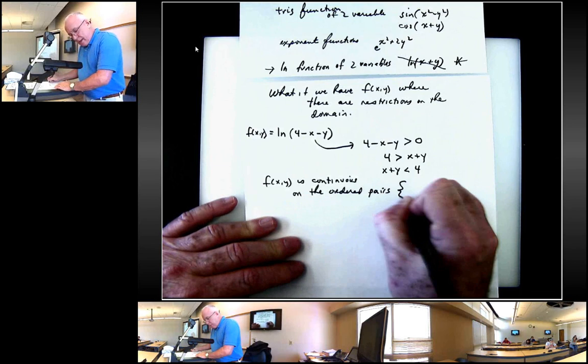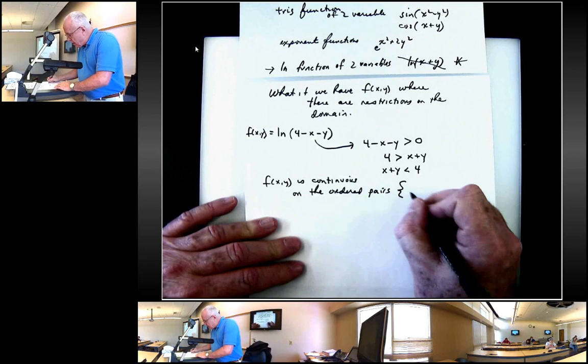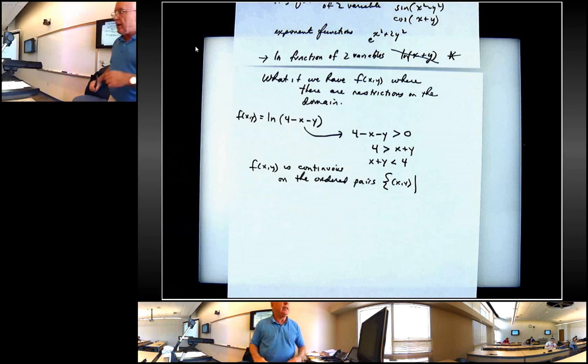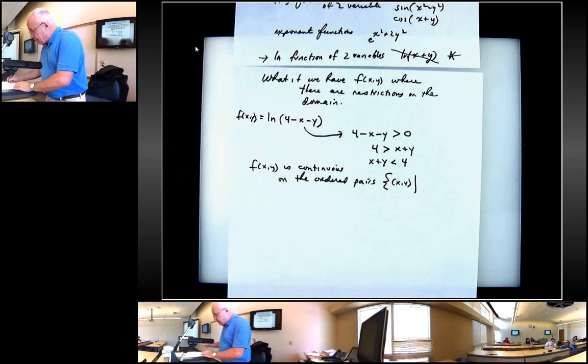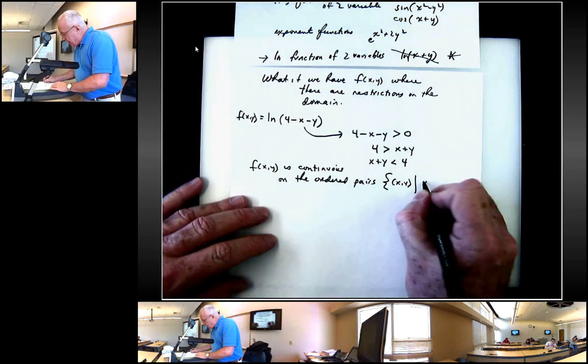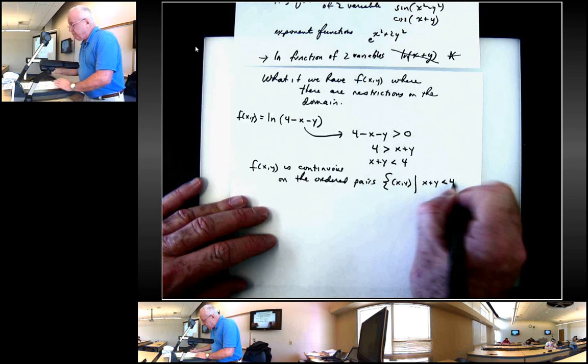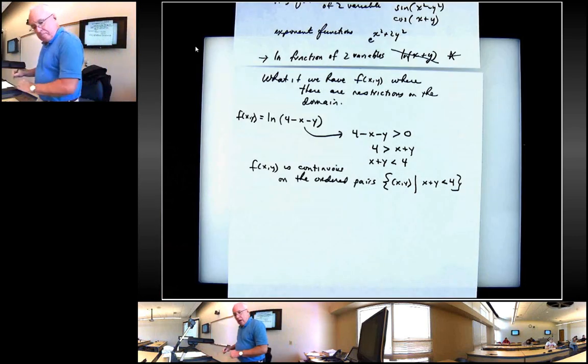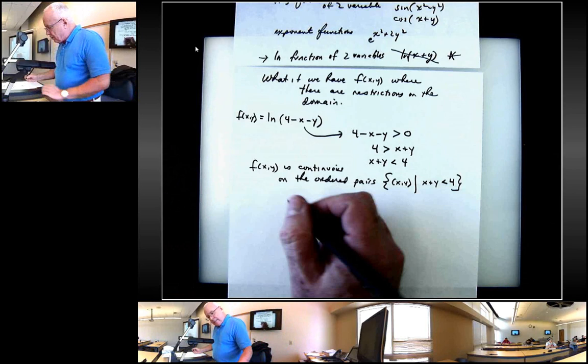Let me put bracket, x comma y, put that vertical line, that means such that, so x comma y such that x plus y is less than 4. And it's continuous for those values.